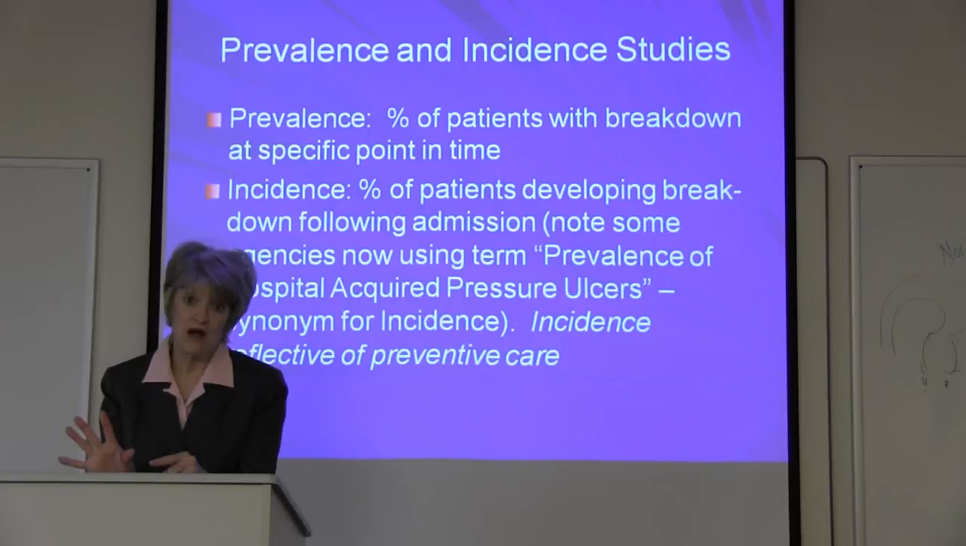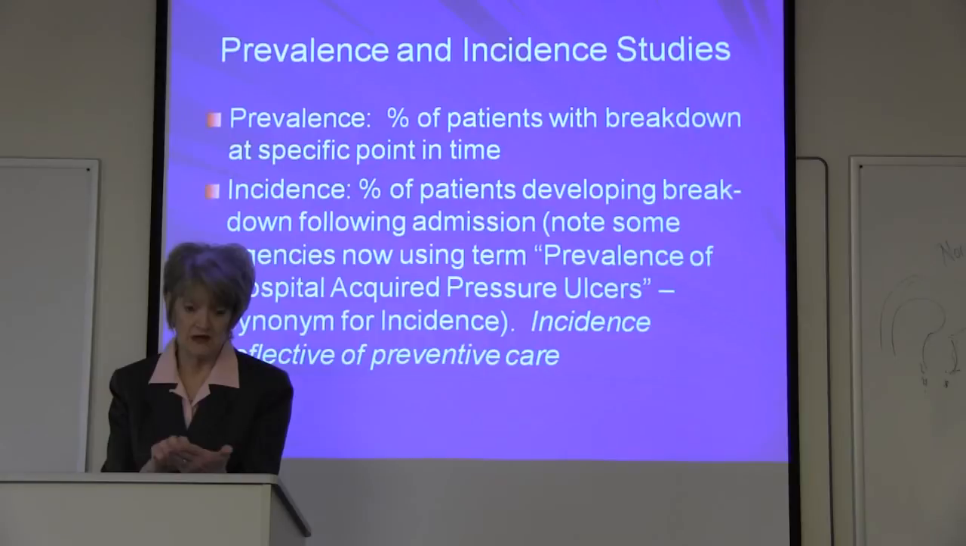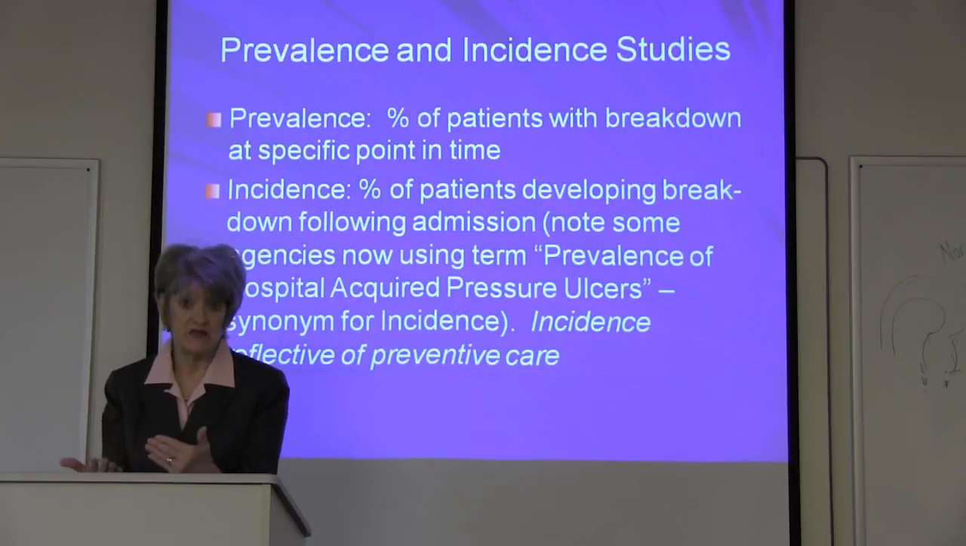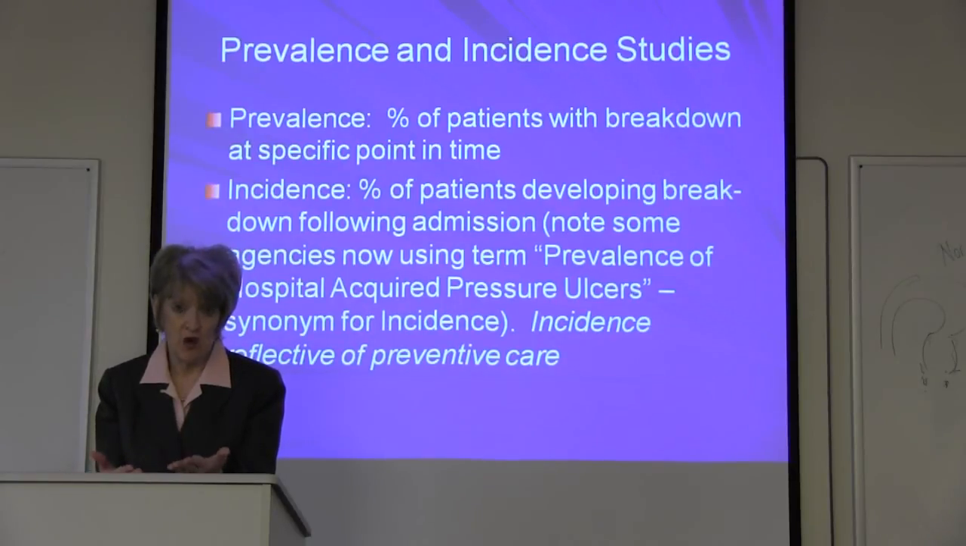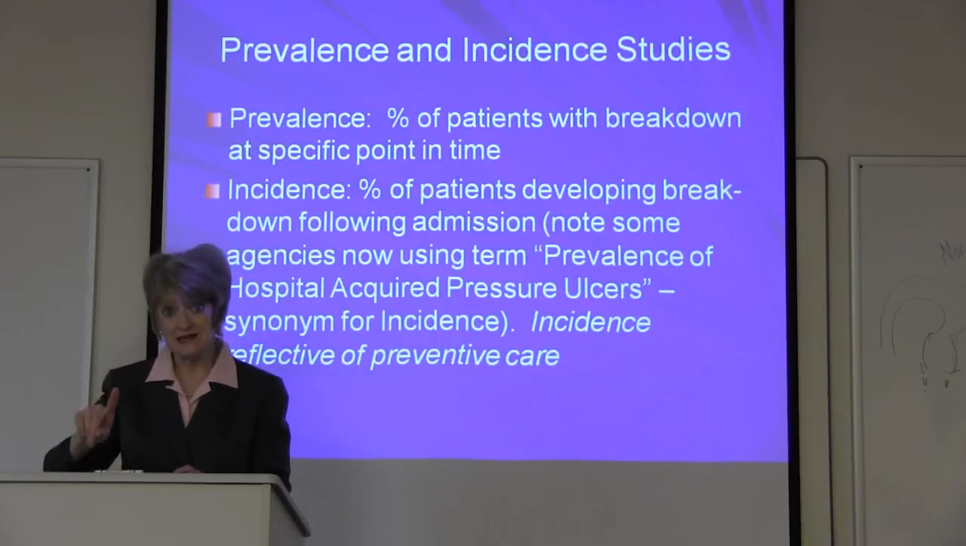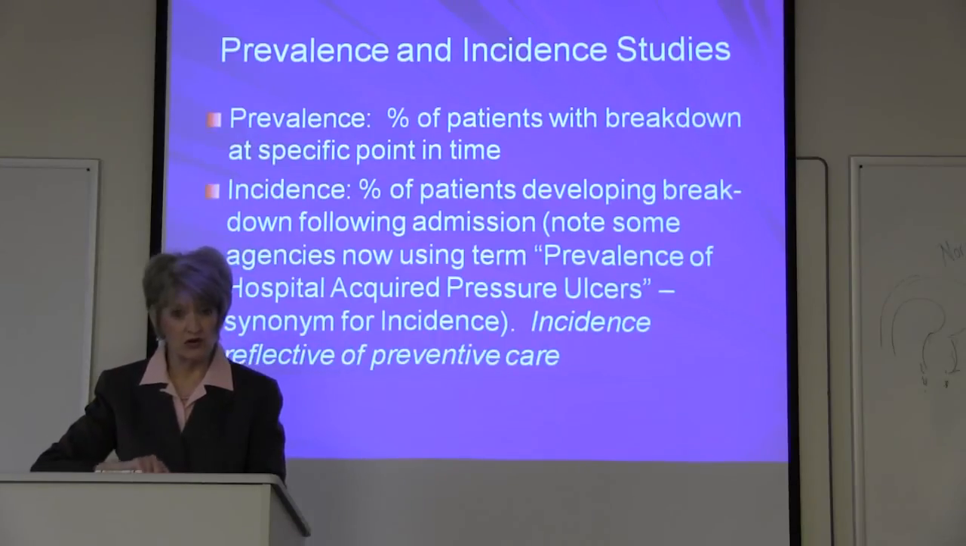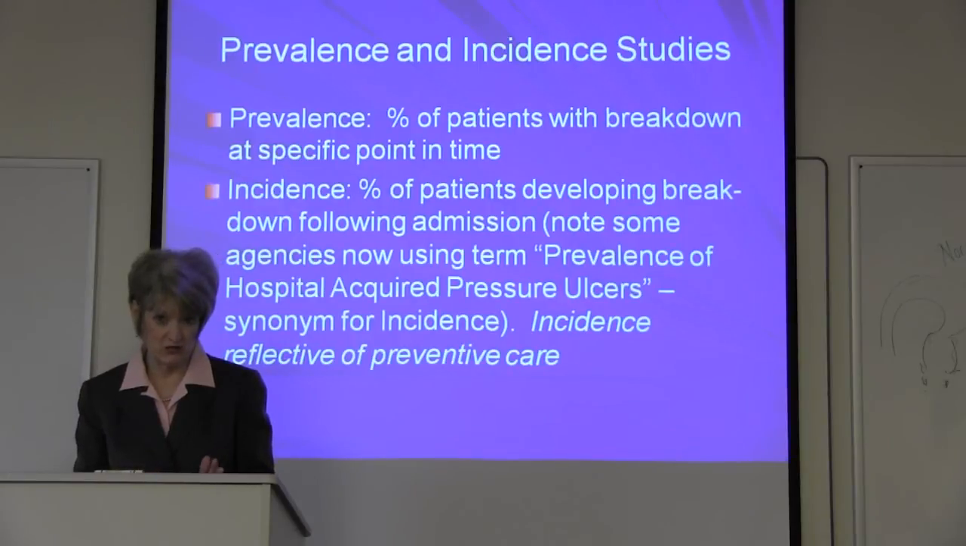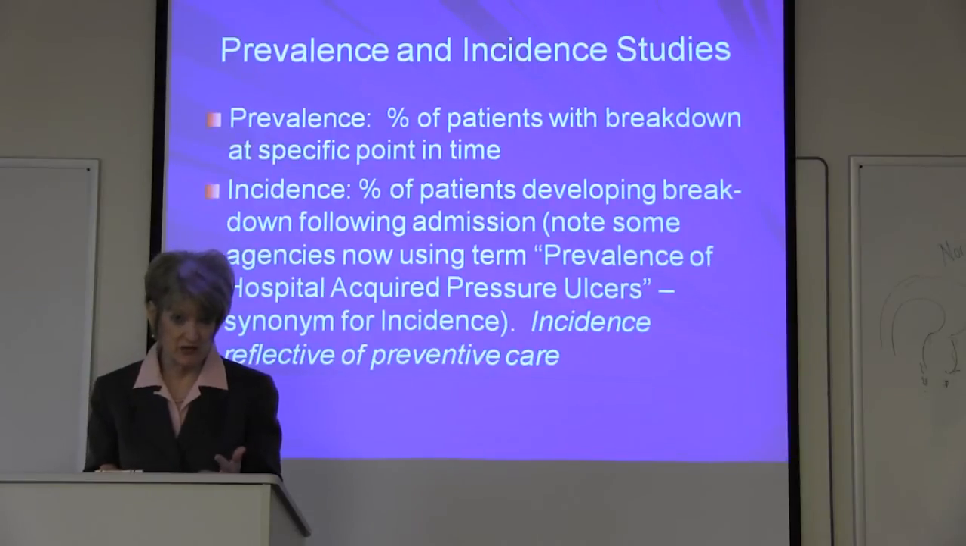Those were not hospital acquired. But the other 5 were admitted with intact skin. Our nursing admission notes say skin intact, no breakdown. Those 5 patients developed breakdown after admission. Those are hospital acquired. That would give us a 5% hospital acquired pressure ulcer prevalence rate. Same thing as 5% incidence rate. So incidence, very important when you're looking at the efficacy of your prevention program. How do you measure the efficacy of your prevention program?